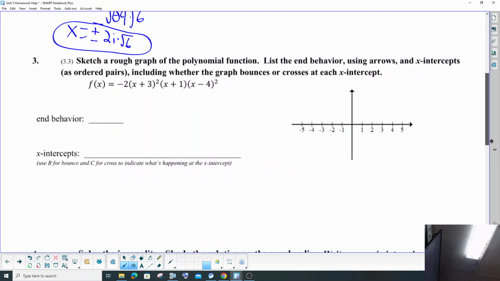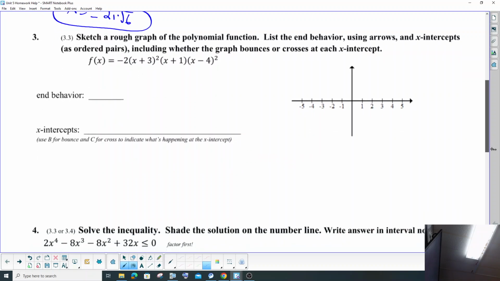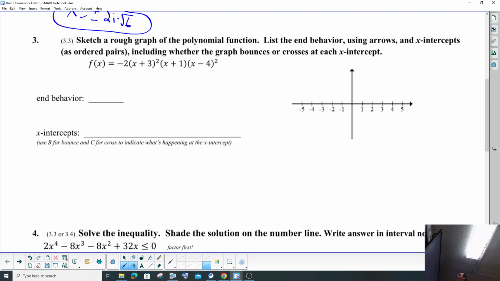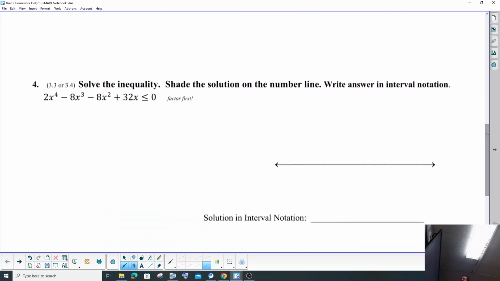Oh yeah, remember how to graph these with end behavior? Yeah, add up the powers. 2, 3, 4, 5. Yeah, negative x to the 5th power. So that's up and then down. Remember up and then down? Don't forget the even powers. The even powers bounce. You got this. X-intercepts and bouncing and crossing. And then do an inequality, right?